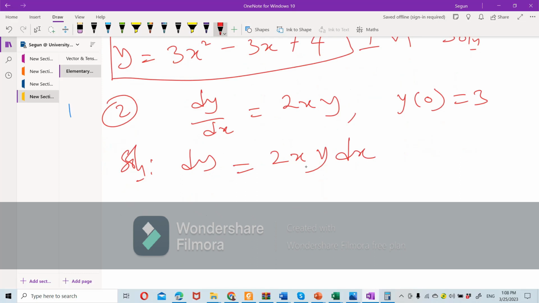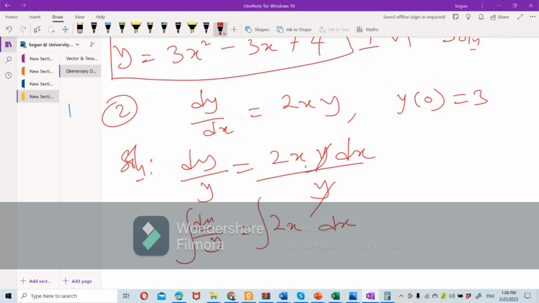After that, we divide both sides with 2x? If you divide both sides, what do you use? You only need to divide both sides with y. This is y, this is y, this one will go with this. And you have 1 over y dy equals 2x dx.